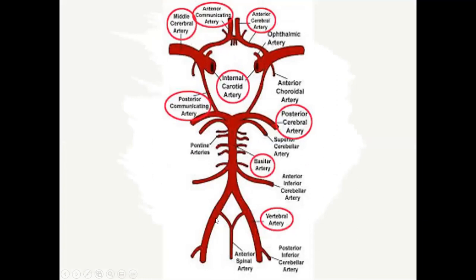If you go to the smaller branches: the anterior spinal artery, the vertebral artery, the posterior inferior cerebellar artery from the vertebral artery, then the basilar artery and the anterior inferior cerebellar artery. These are the pontine arteries. This main one is the basilar artery, then the superior cerebellar artery, posterior cerebral artery, and posterior communicating artery. This is the internal carotid artery. This is the middle cerebral artery and anterior cerebral artery. This is the ophthalmic artery, the anterior choroidal artery, and this is the internal carotid artery and posterior communicating artery. You can see all the small branches here also.